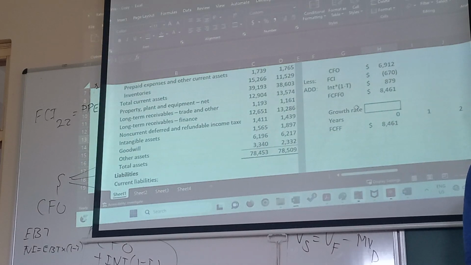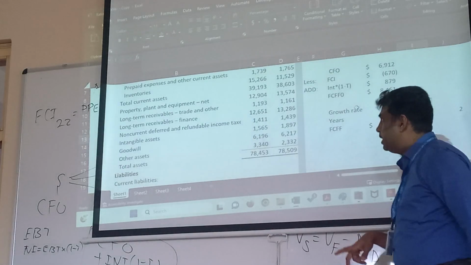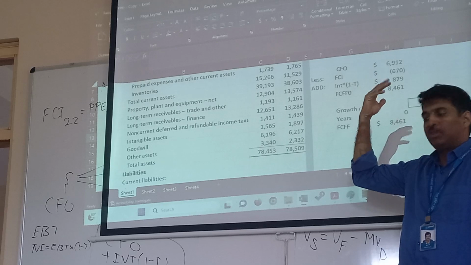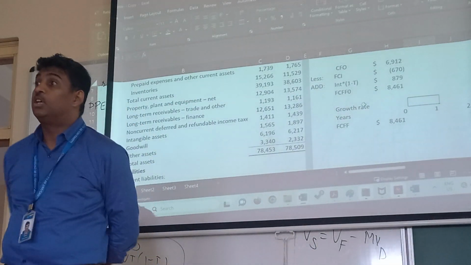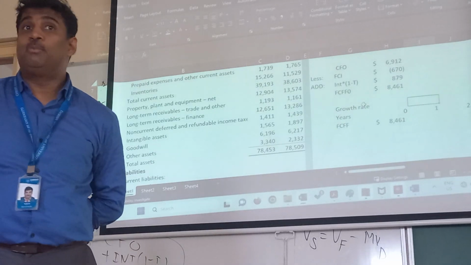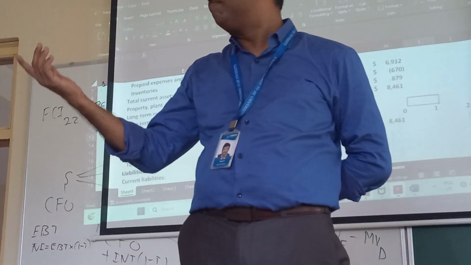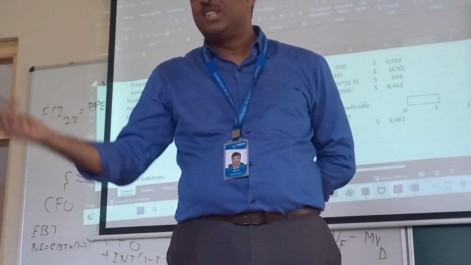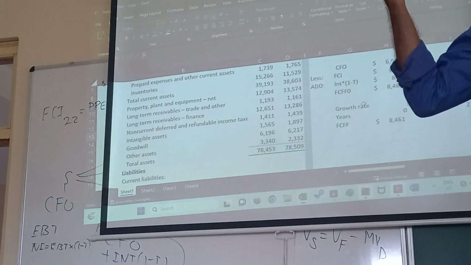Okay, the growth rate now from the first year, 0 to 1. How will you project the growth rate? Intuitively, in terms of business, how will you find the growth rate? Compared to the previous year? Is that sensible? No? Sustainable growth rate? Sustainable growth rate, fine. Fair enough. What else?